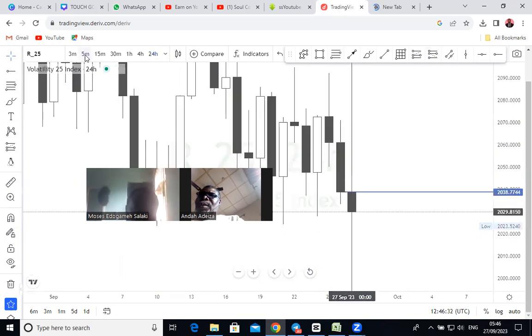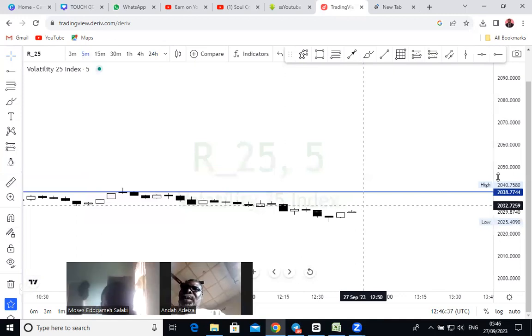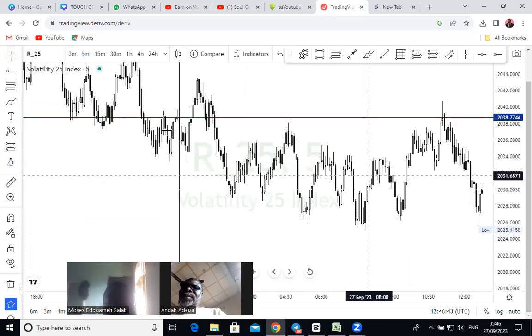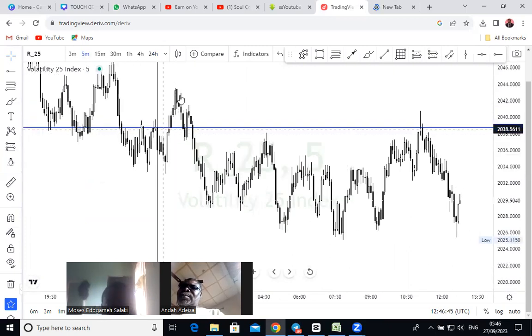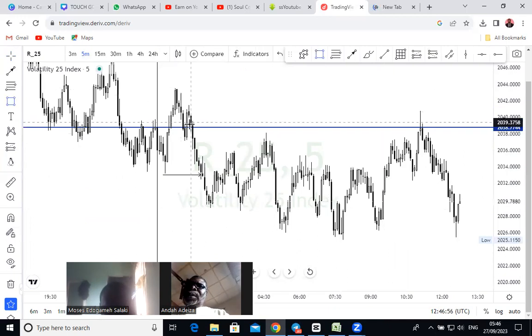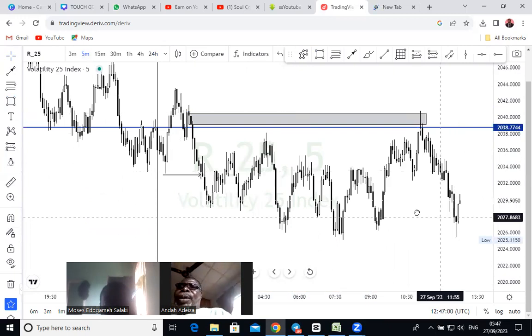So let's go to 5 minutes. Okay, this is the 5 minutes. Any 5 minute break of structure. So see, look at how it broke. The candle opened, pushed higher, and the candle with this break of structure broke to this low. So entry should be on this IFVG. There's a small gap there. That's where price came back to.